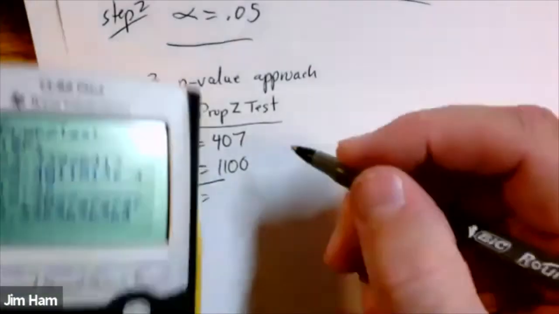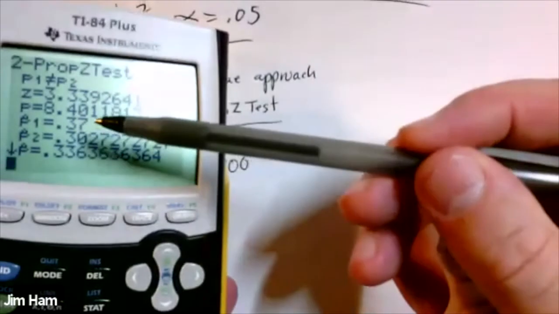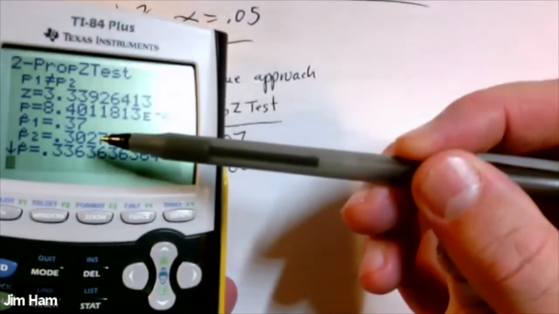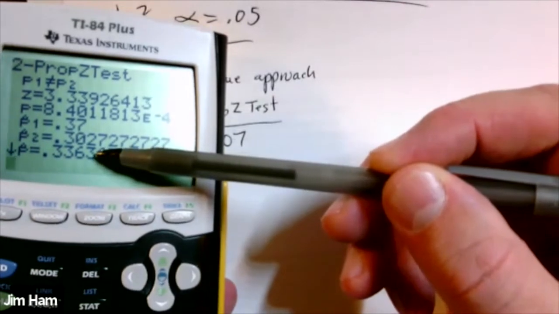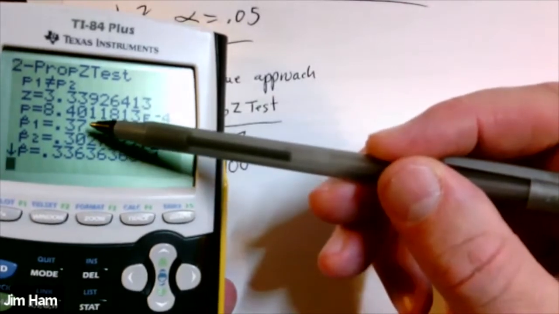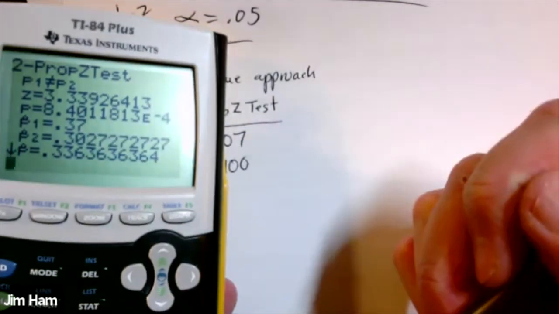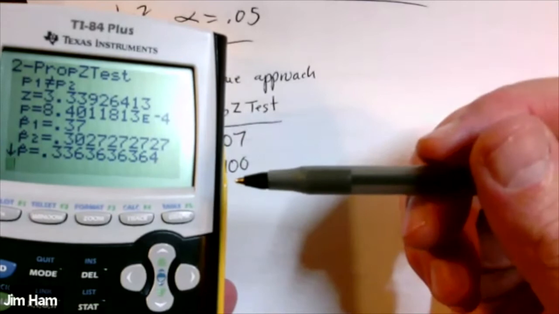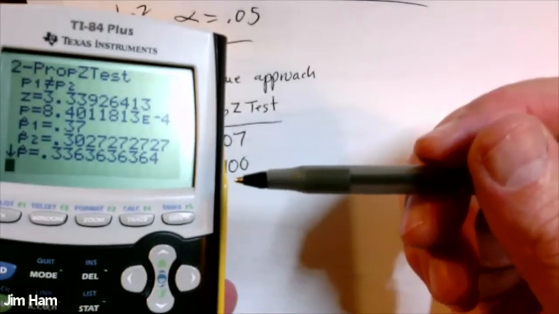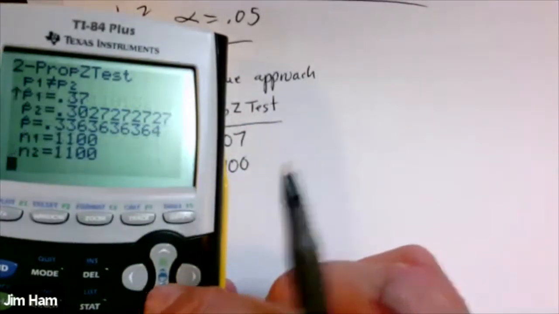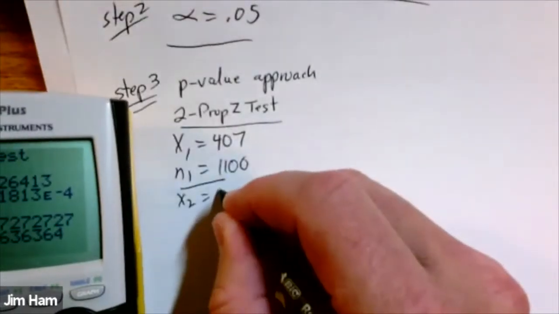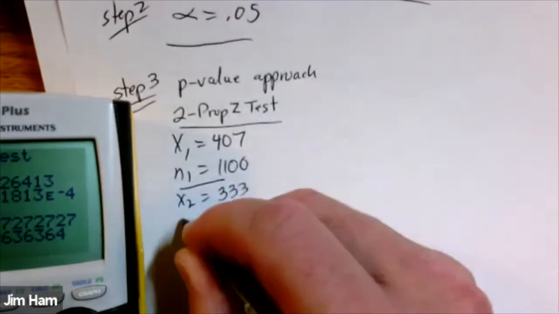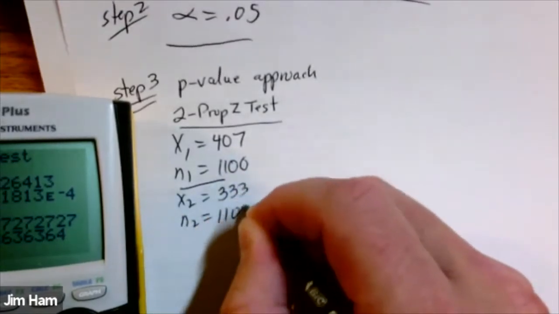You'll notice also the output. It'll give you p1 hat and then p2 hat, and then it gives you that pooled proportion right there. Notice the pooled proportion is somewhere between p1 and p2. In this case, it'll be directly between p1 and p2 because the sample sizes for the two samples are the same. If you scroll down further, it'll give you more information. It just reports back your n. So n1 is 1100, and n2 is also 1100.